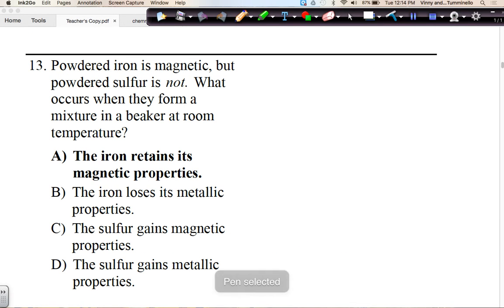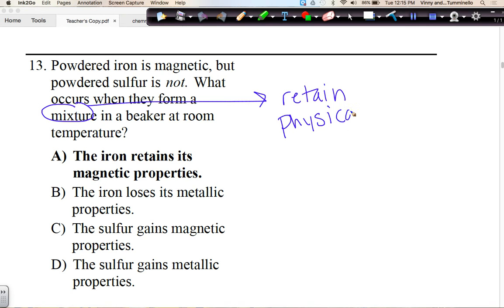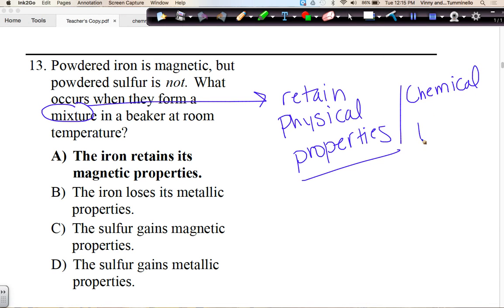For number 13, it says that powdered iron is magnetic, but powdered sulfur is not. When they form a mixture in a beaker at room temperature, the substances will retain their own original physical properties. So in a mixture, they will retain their own physical properties. They will retain their own chemical properties. We don't change their properties by making a mixture. So the iron will retain the properties that it had before it was part of the mixture.